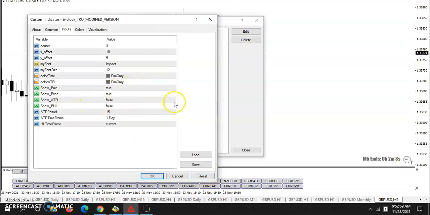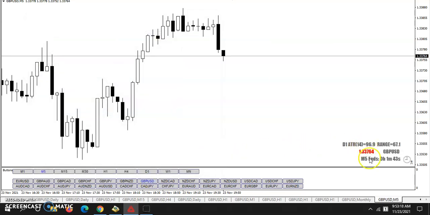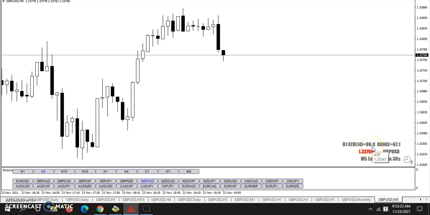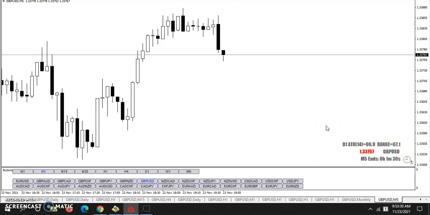Also, one trader out there asked me to put in an ATR, show the ATR. And so you have the ATR period and the ATR time frame. So usually it's 14. I'm not sure. Maybe they wanted me to do 15. I don't know why. But here you have the daily ATR 149.6, current range 67.1. So it's just a handy little gauge for the trader.